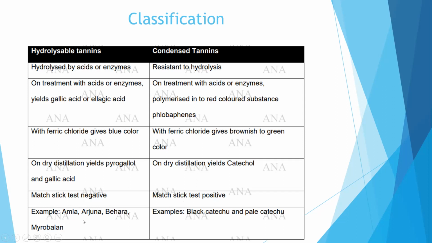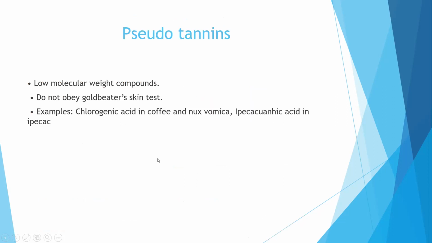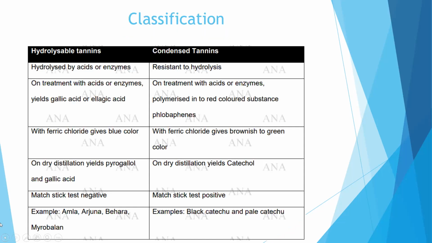Examples of hydrolyzable tannin are Amla, Arjuna, Behera, Myrobalan. Examples of condensed tannin are black catechu and pale catechu. Pseudo tannins are low molecular weight compounds that do not obey the goldbeater's skin test. Examples are chlorogenic acid in coffee and Nux vomica, and ipecacuanhic acid in ipecac.